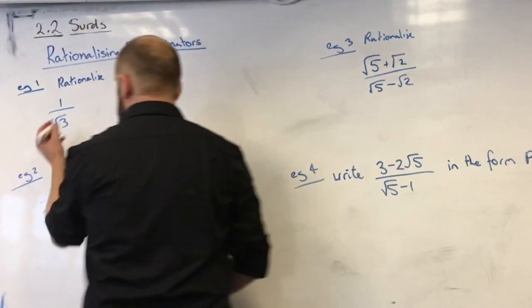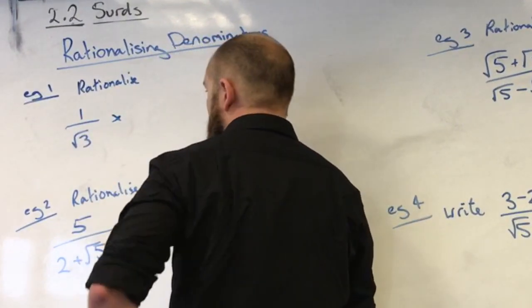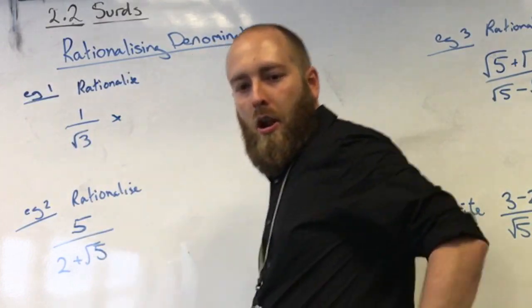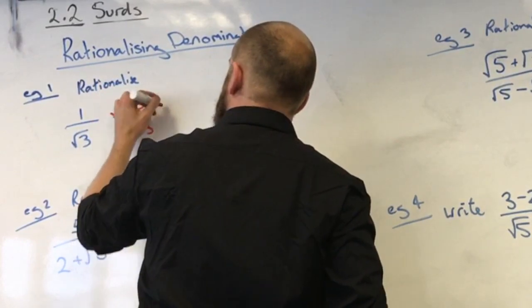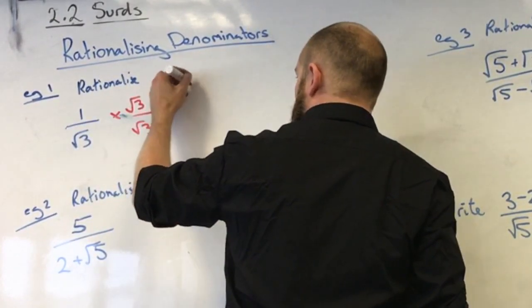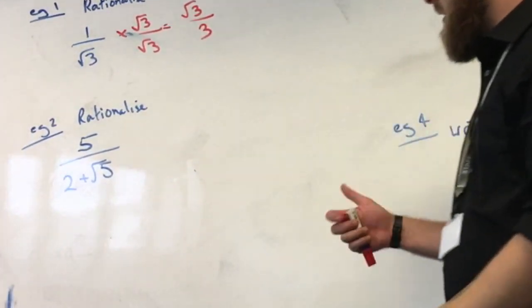So, to rationalise 1 over root 3, we're going to times the top and the bottom by root 3. So 1 times root 3 is root 3, root 3 times root 3 is 3, done.